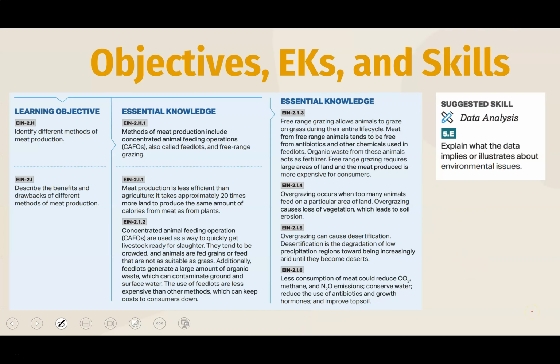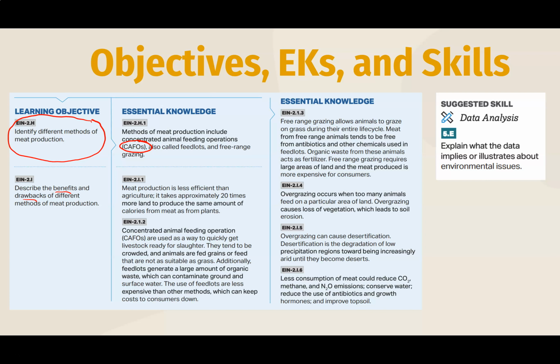So first order of business, let's look at the learning objectives. We're going to talk about methods of meat production, and that's going to include chicken and beef and other things that we eat. There are going to be benefits and there are going to be drawbacks of each of these methods. We'll look at those.